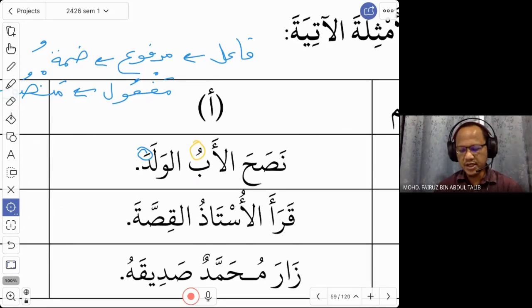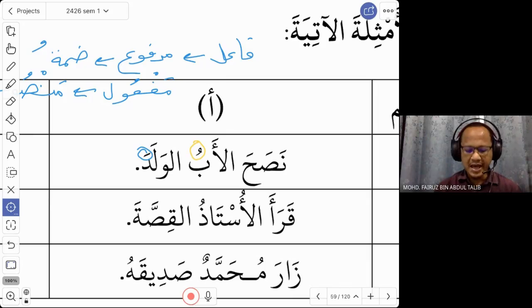Now we look at the meaning. When they say nasahal abu al walada, the father advised the boy. Sometimes when you hear people say this, you are not so sure. Did the father really advise his boy? Is it true? This person wants to say yes, it is true that he has already advised the boy. You want to emphasize the verb, the action.